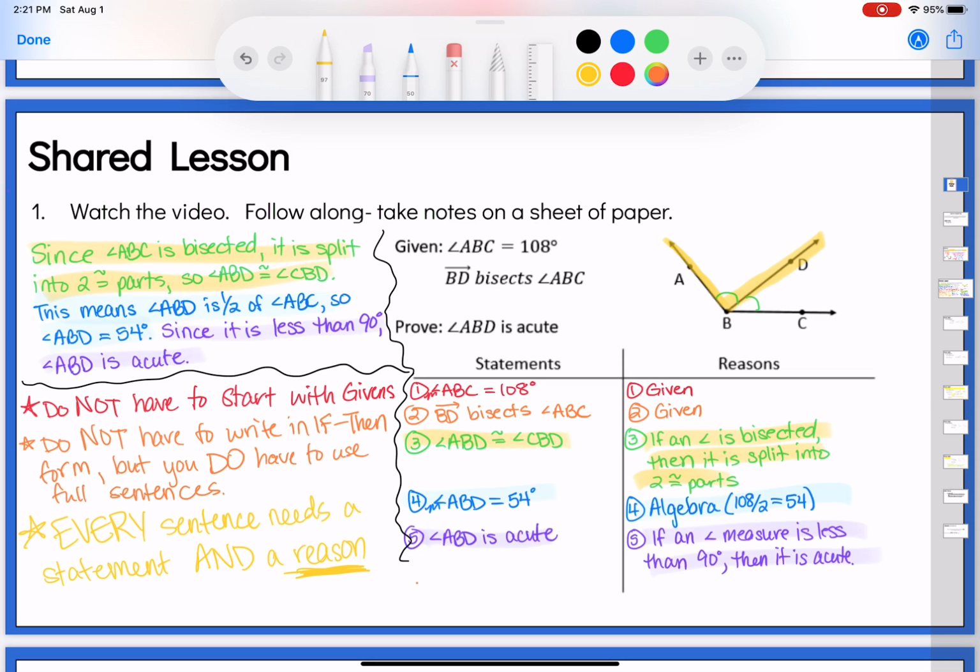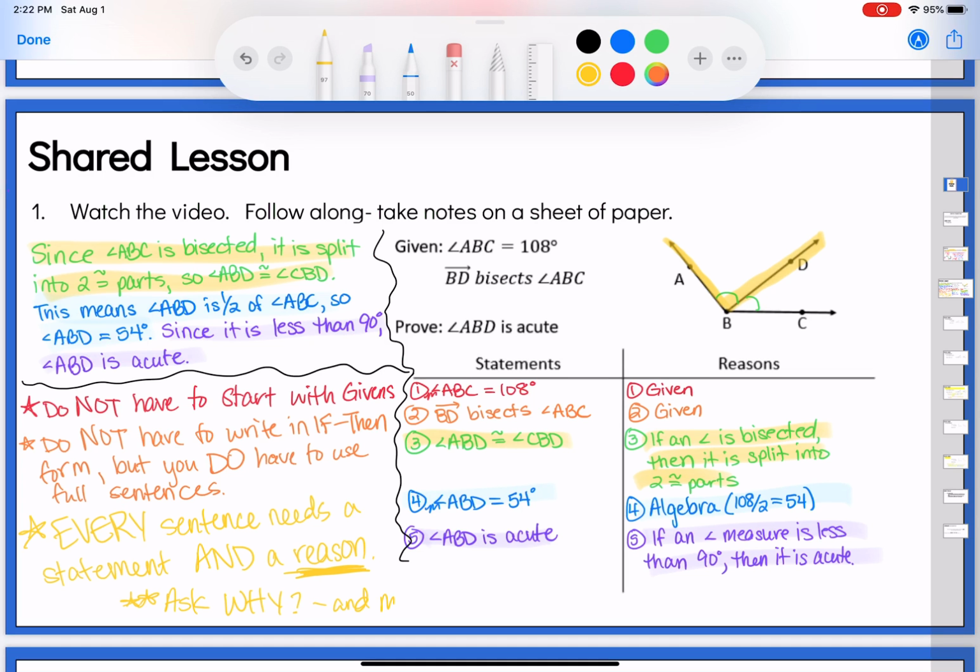So you look at this and say, oh my gosh, it looks so much shorter. That's awesome. I want to do paragraph proofs all the time. But what happens is everybody remembers to write down what's happening, that I have these two congruent angles, that this one must equal 54, that it must be acute, but you forget to write the why. Why do I have two congruent angles? Why does it equal 54 degrees? Why is it acute? So that's my little double trick here down below: ask yourself why.